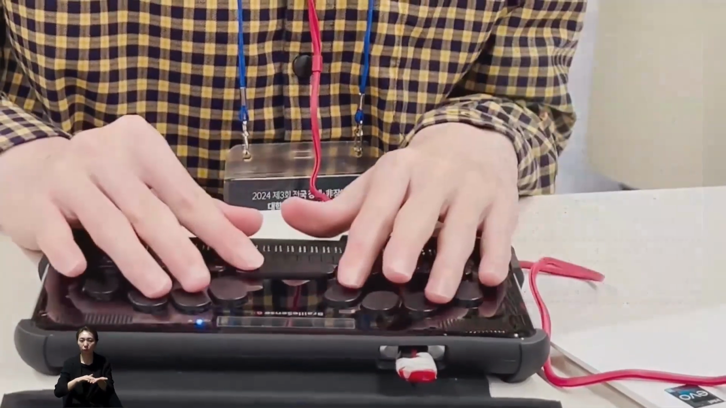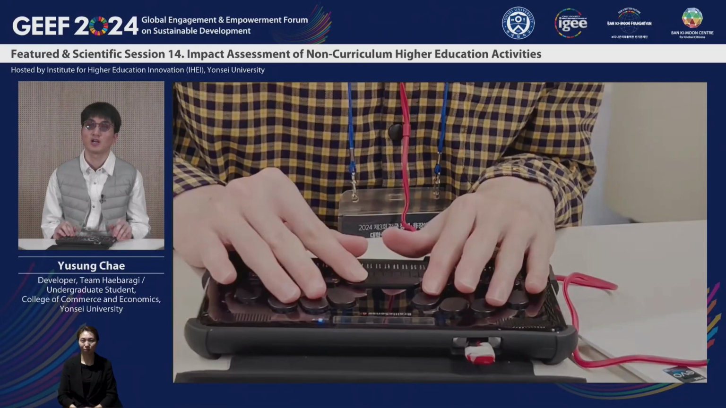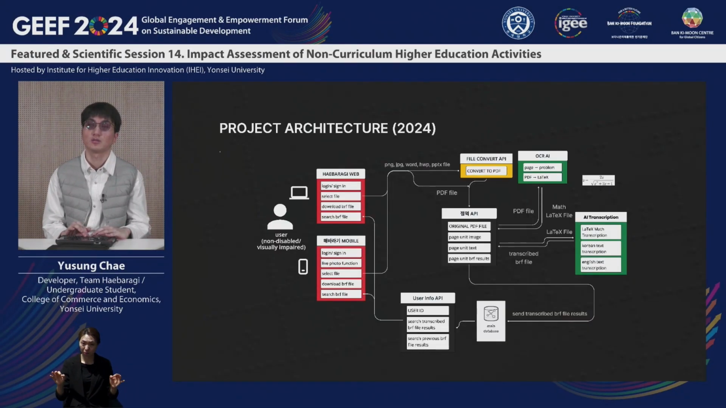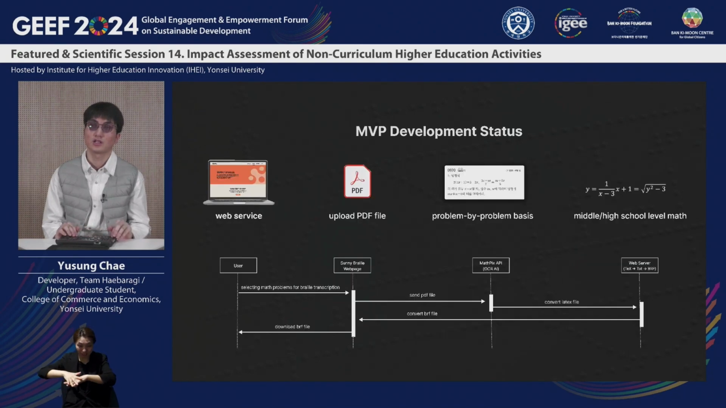So under the catchphrase quick and easy, Sunny Braille is a service that's based on automatic transcription of math equations with just images. Eventually, we plan to create not only a website but also mobile apps, and we hope to support Math Braille in other countries outside of Korea. This is our end goal as an architecture.